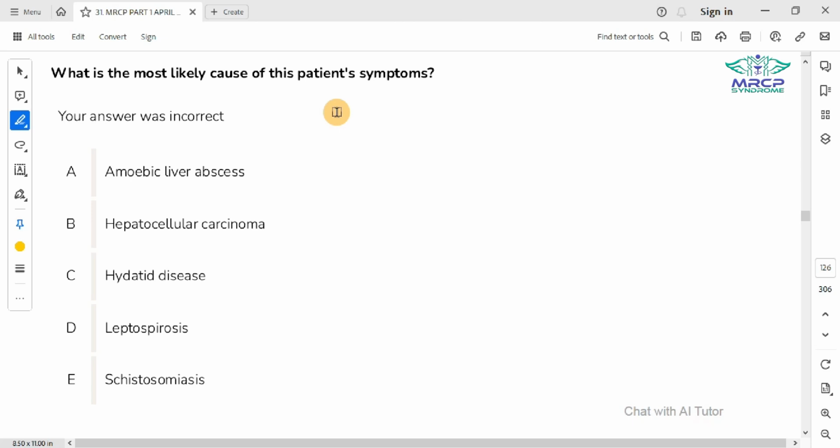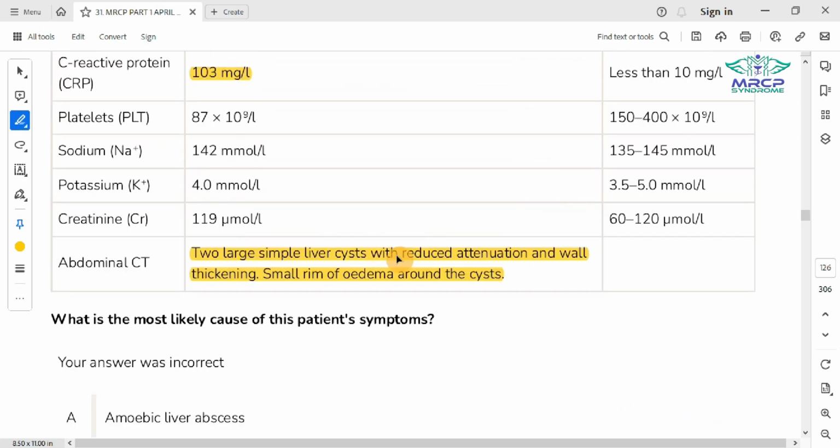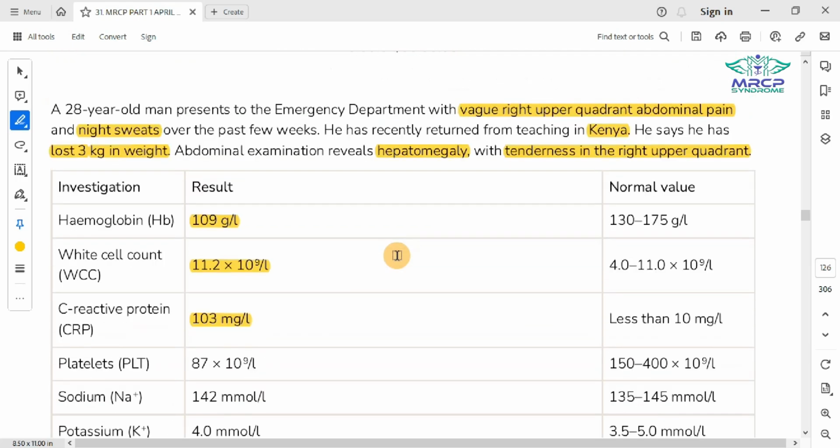Amoebic liver abscess, hepatocellular carcinoma, hydatid cyst disease, leptospirosis, schistosomiasis. A 28-year-old man presents to the emergency department with vague right upper quadrant abdominal pain and night sweats over the past few weeks. He has recently returned from teaching in Kenya. He says he has lost 3 kg in weight.